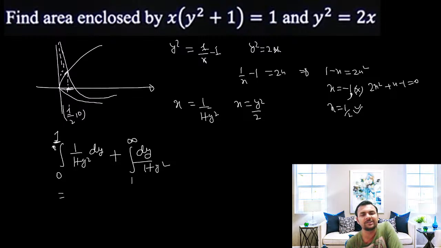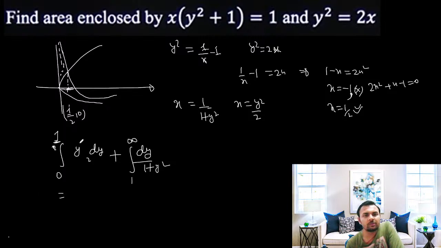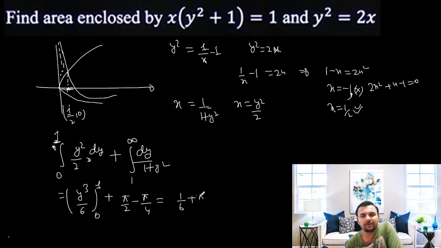This is the first function, which is y square by 2, so we'll have to remove that. So it's like y square by 2, and we have dy. So we can say y cube by 6 from 0 to 1, and this is tan inverse y. Tan inverse infinity is pi by 2, and tan inverse 1 is pi by 4. So it is nothing but 1 by 6 plus pi by 4.